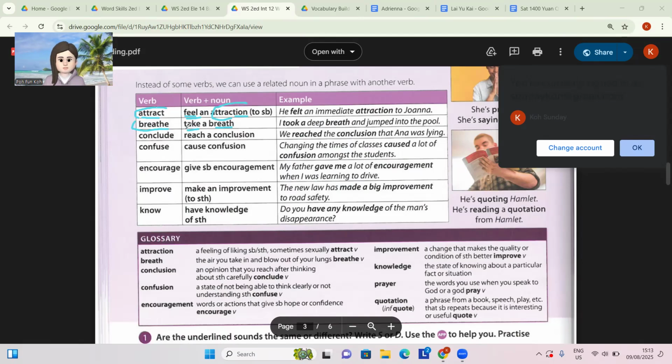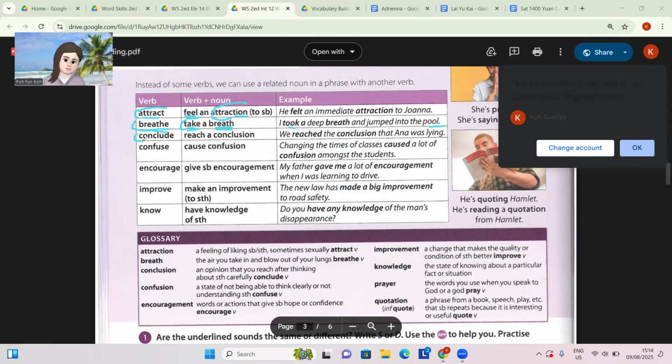And to make it a phrase, some yoga instructors say, take a deep breath. And then breathe out. So breathe is a verb. Breath is a noun. And how do we use this noun together? It's very common that we use take in front of the noun breath. Take a breath. Take a deep breath. I took a deep breath and jumped into the pool.